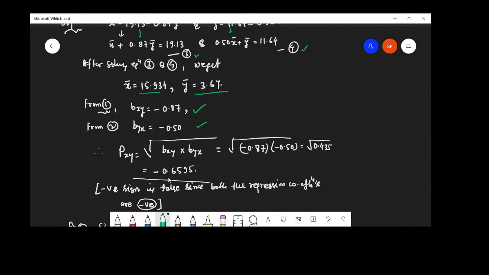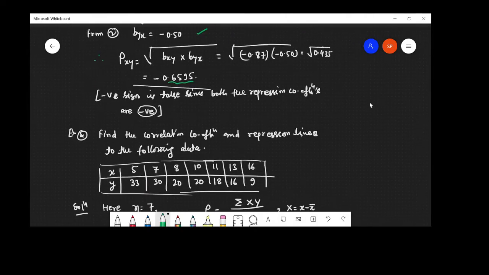After that the value is coming minus 0.6595. We have taken the negative sign because both the regression coefficients are negative. This property comes from the regression coefficients. So now we move to the next.